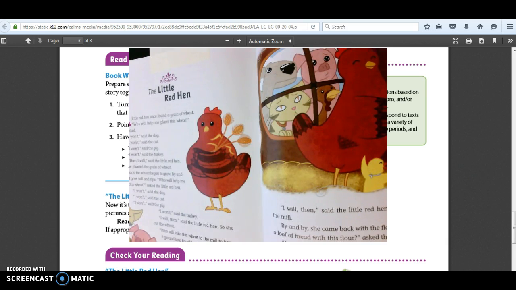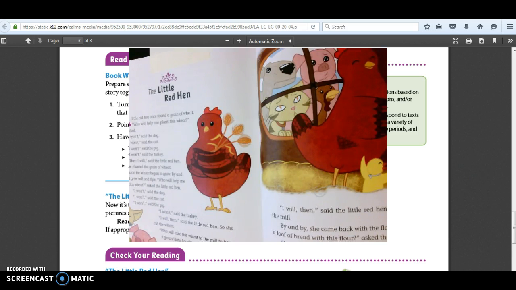I want you to think about where you think this story takes place. And then I want you to think about this question as your Learning Coach is reading the story. Did anyone ever ask you to help with a chore or help do something? Maybe mom has asked you to clean the kitchen or make your bed. And did you do what she asked you to do? I want you to think about those questions as you listen to your Learning Coach read the story.